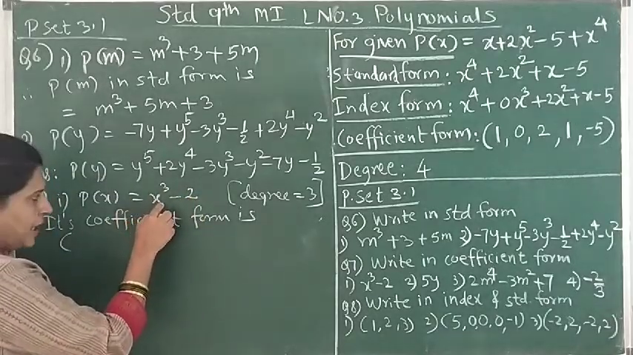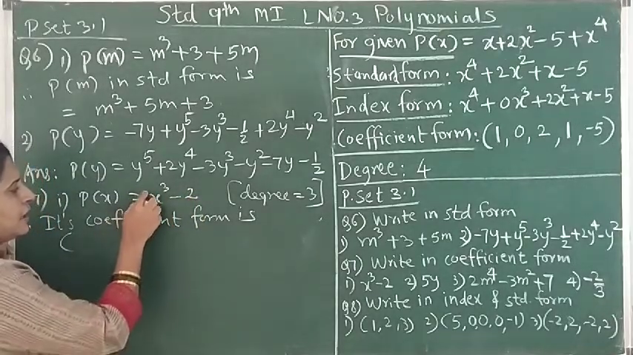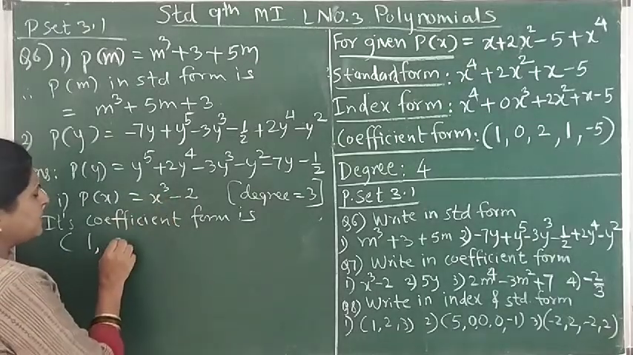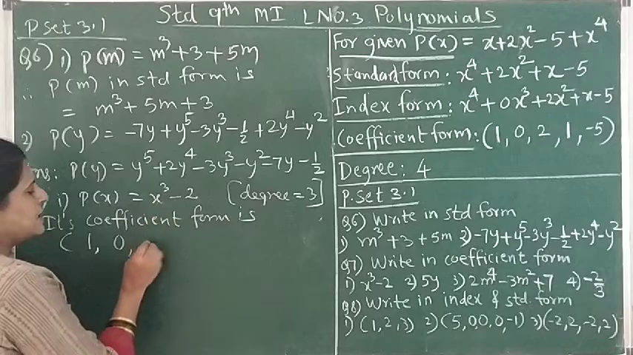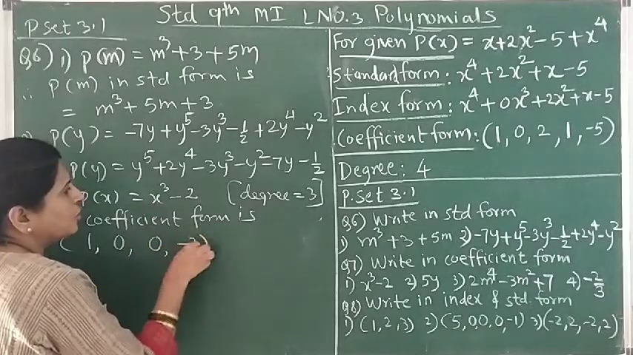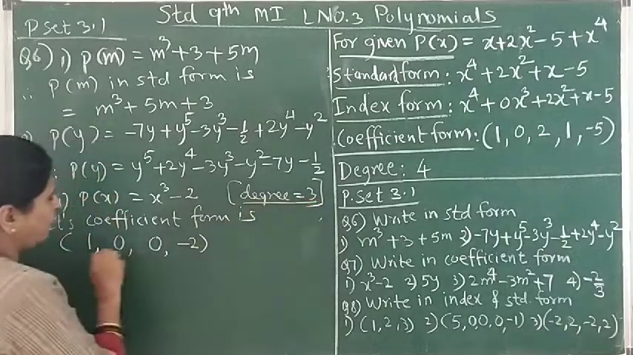So this x cube, its coefficient is nothing, meaning 1, so we should write 1. The x square term is missing, so it's 0. The x term is missing, so its coefficient is 0, and the constant is minus 2. So when the degree is 3, you should get 4 terms.